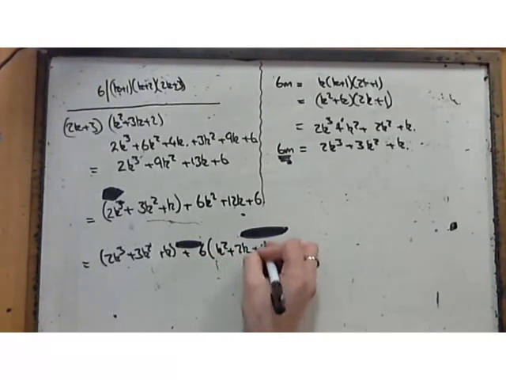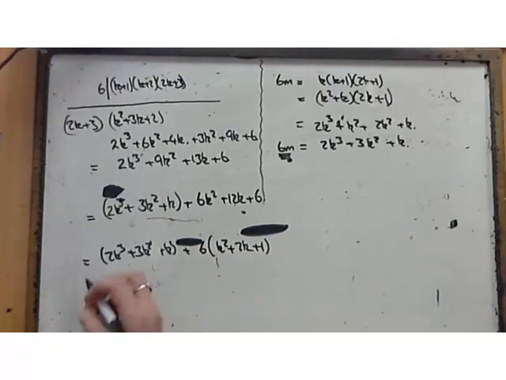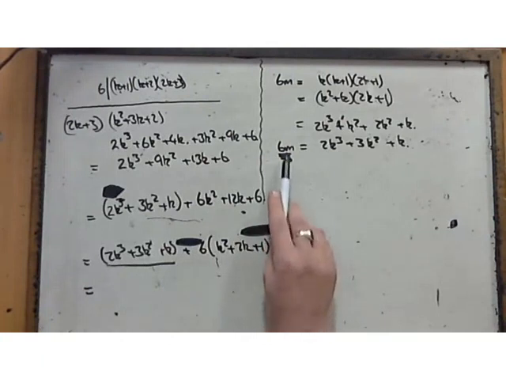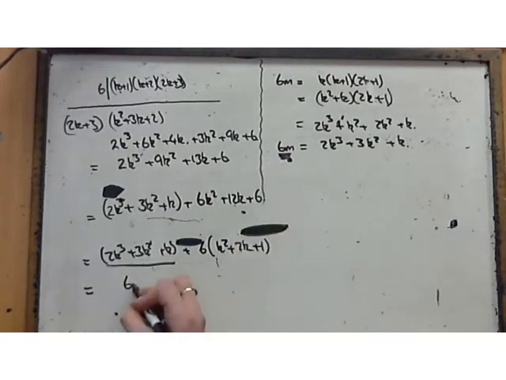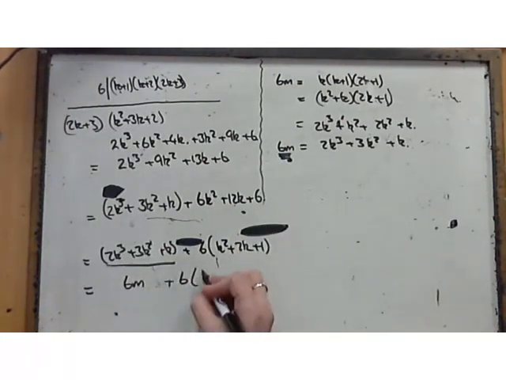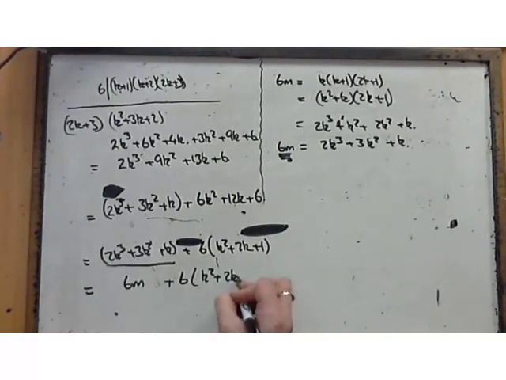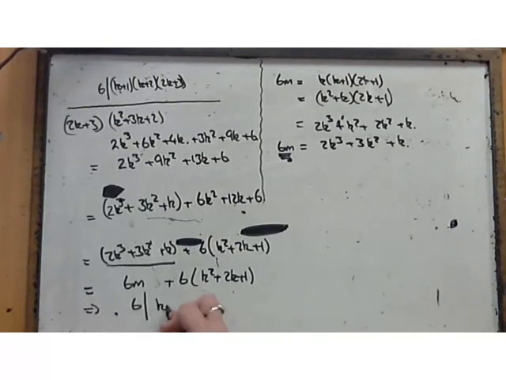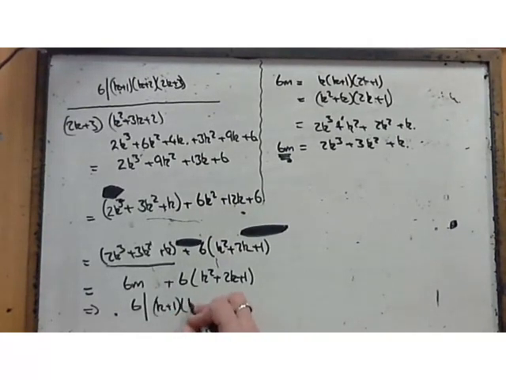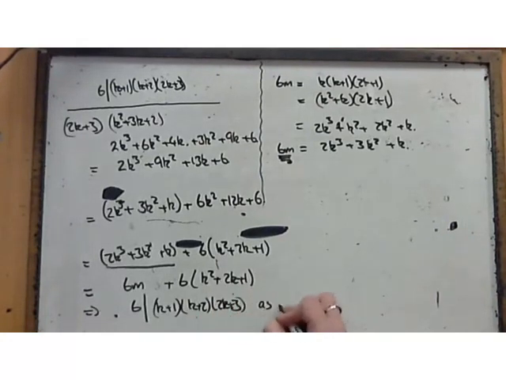So this is equal to 2k cubed plus 3k squared plus k, plus 6 into k squared plus 2k plus 1. And now we've already said and assumed that this part here is 6m. So this is 6 times m plus 6 times k squared plus 2k plus 1. And 6 divides into the first part and the second part. This implies that 6 divides into the whole thing. 6 divides into k plus 1 times k plus 2 times 2k plus 3, as required.